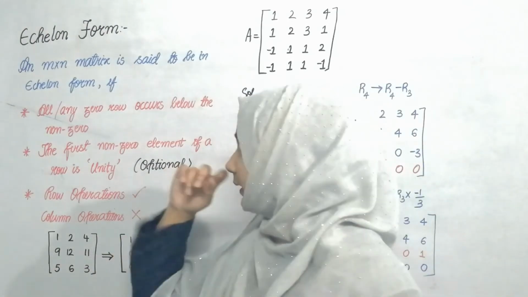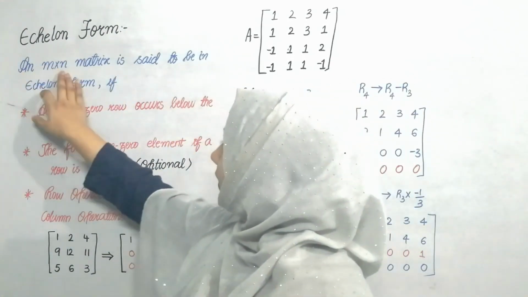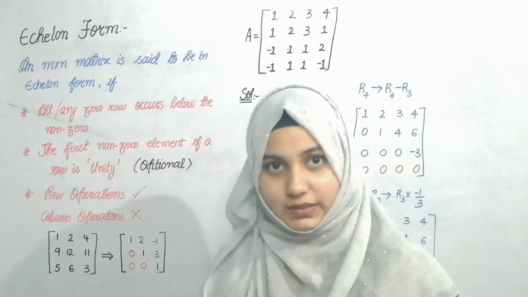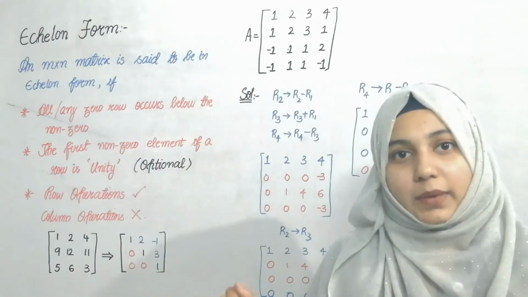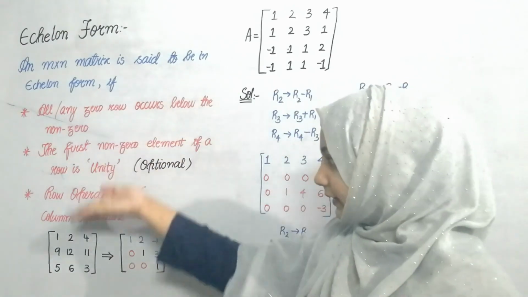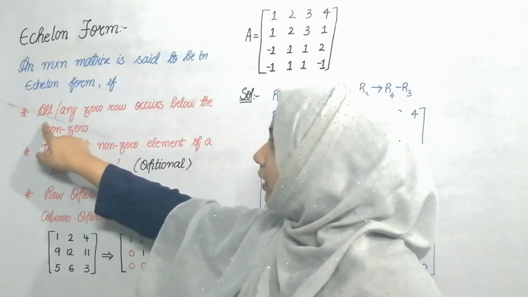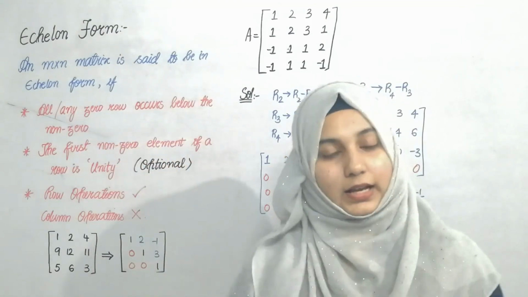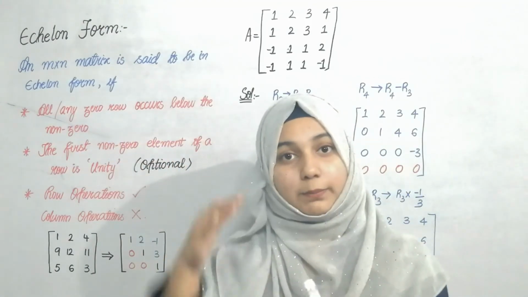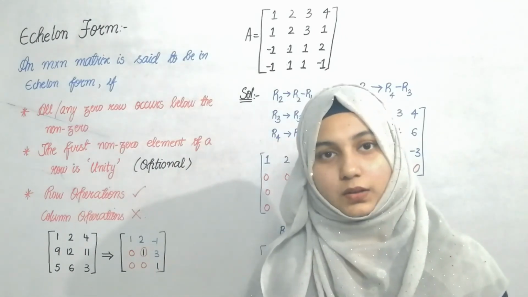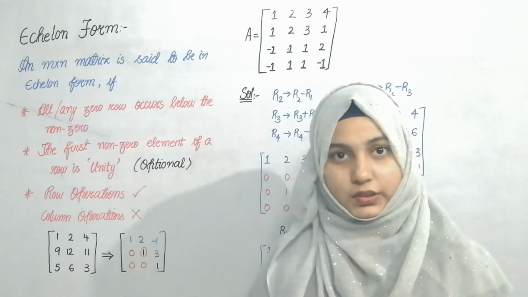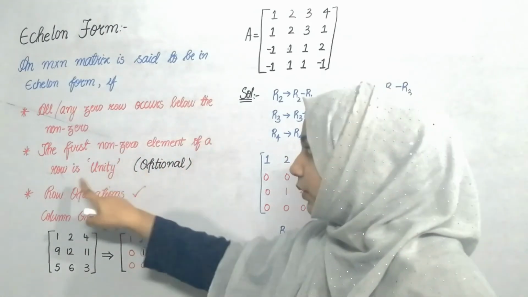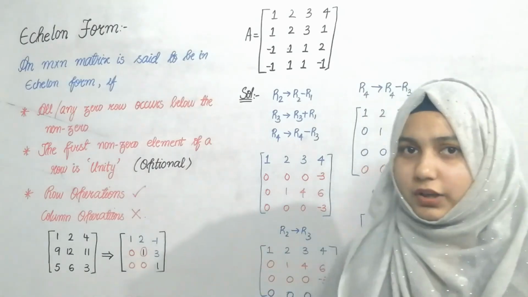Okay, so see here. Echelon form. An m into n matrix is said to be in echelon form if a matrix is given. Suppose the order is m into n. How can we identify whether the matrix is in echelon form or not? These are the rules. All or any zero rows occur below the non-zero rows. Whatever rows you make zero should occur below the non-zero rows. Next, the first non-zero element of a row is unity, which is optional, not necessary.